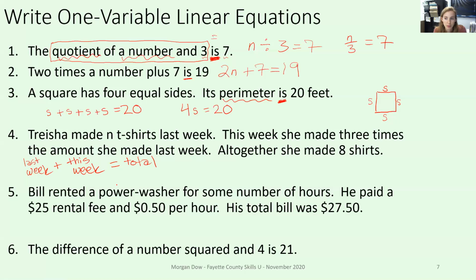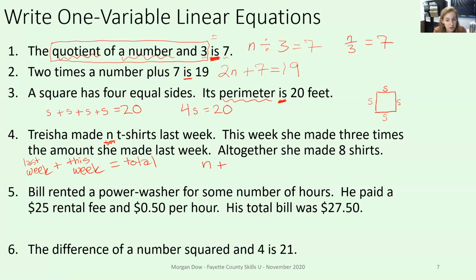So now, once I have this skeleton of an equation, I'm going to go in and start filling in. I'm going to replace the words with actual algebra. So last week, how many shirts did she make? She made N shirts, right? So I'm going to replace last week with N.